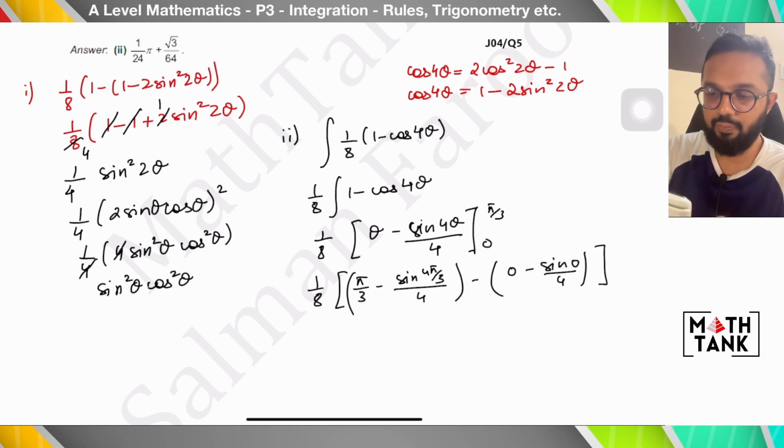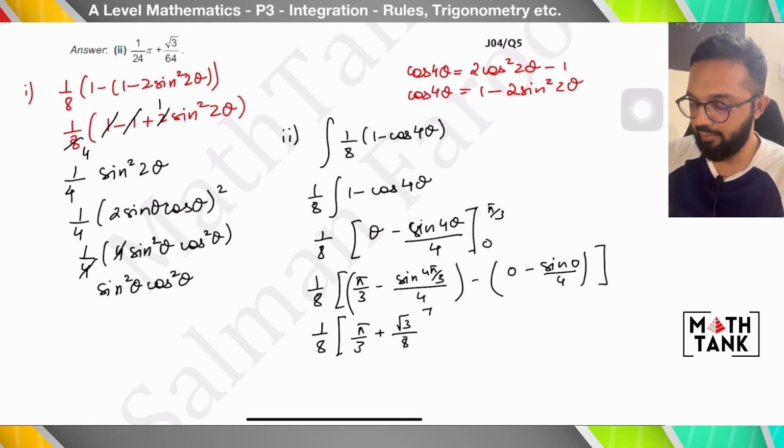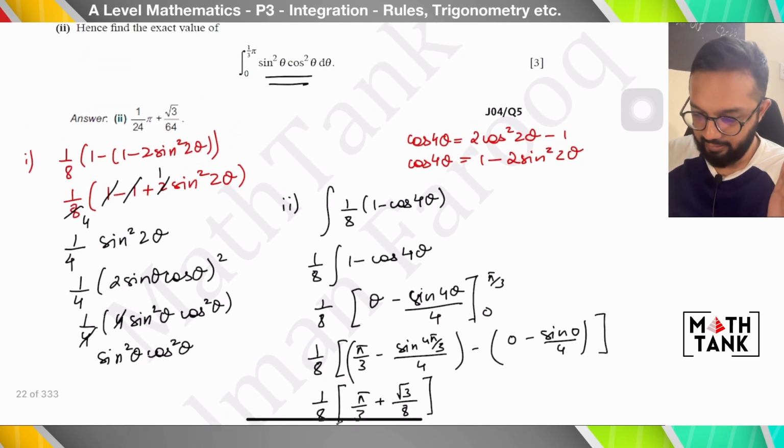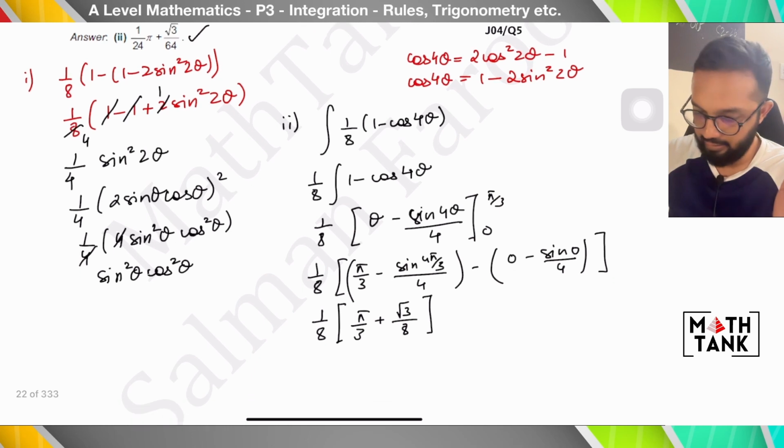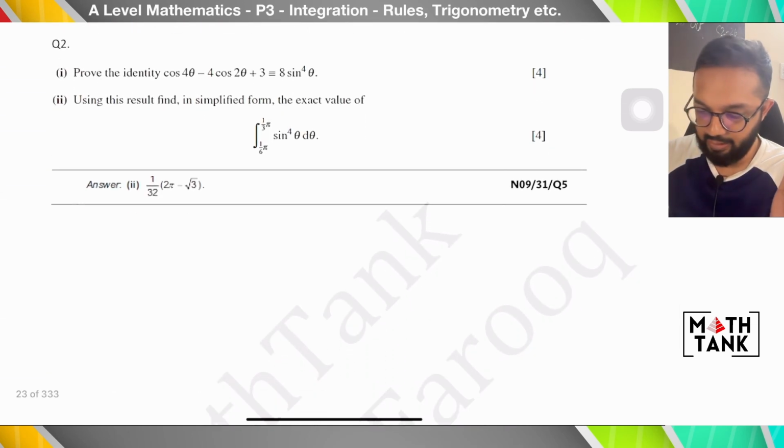What's sine 4 pi over 3? Let's use a calculator to find that. That gives me minus root 3 over 2, so that adds up to 1 over 8 pi over 3 plus root 3 over 8, and I think that is the correct answer. I can see the answer here and it matches my numbers. So pi over 24 plus root 3 over 64. That's the first question. Moving on to the second question quickly.